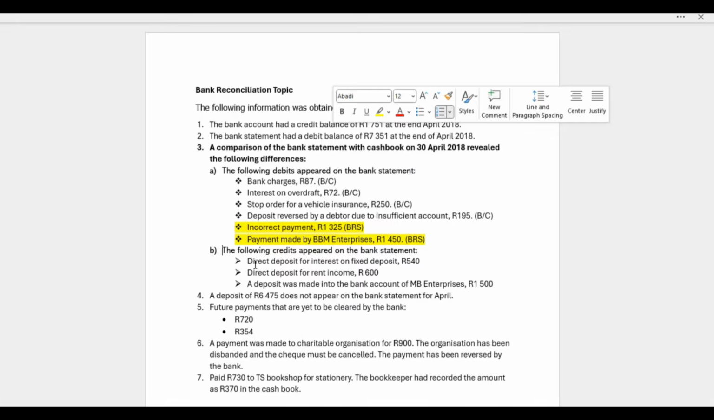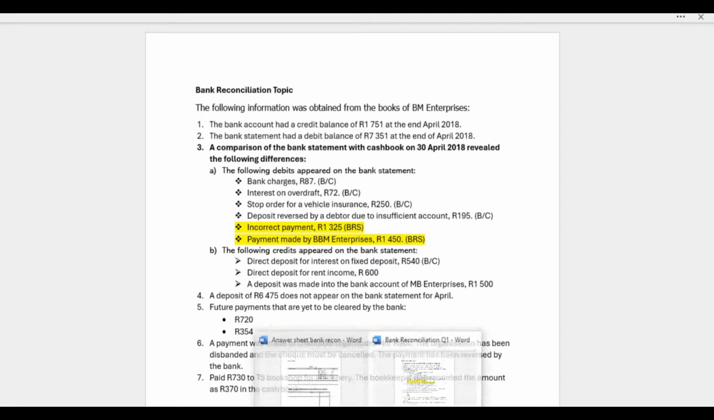So we received interest from our fixed deposit. That is an income, right? Whenever there's an income, we debit our bank account. We're going to increase our bank account because there's an increase. So they say this appeared on the bank statement. Therefore, it did not appear in the bank account. We must go and fix this in the bank account.